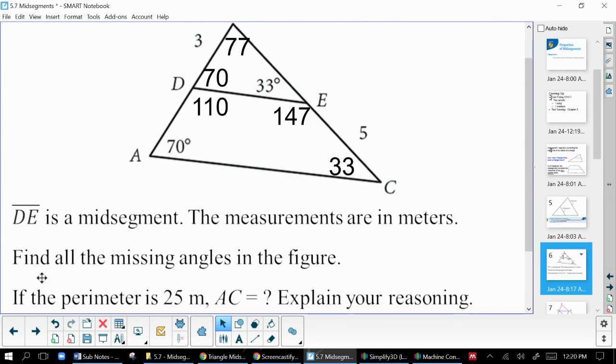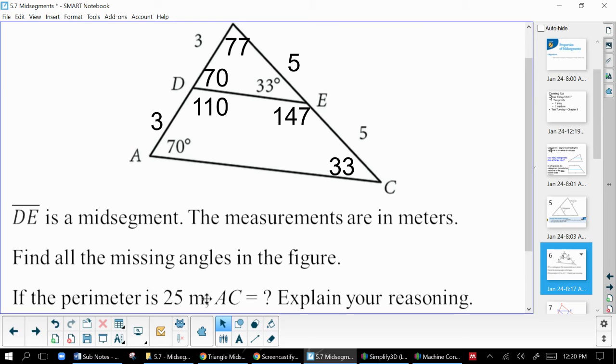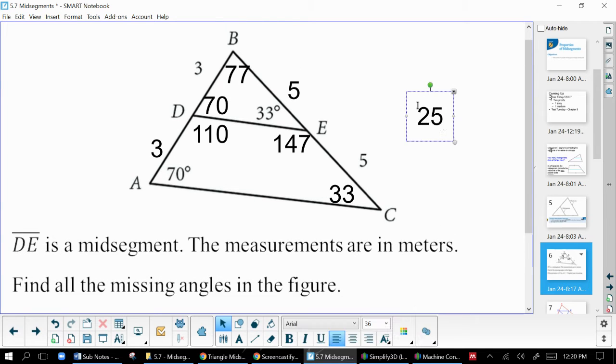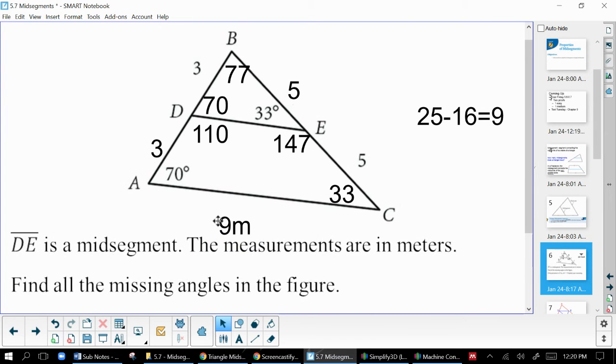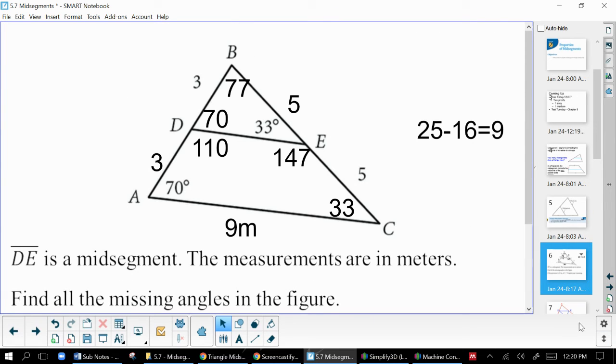Then it says the perimeter is 25 meters, and we're supposed to find AC. Well, the big thing here is because this is a midsegment, if this is 3, so is this. And if this is 5, so is this. So for the sides that I know, this side is 10, this side is 6, so I know 16 total, and it's supposed to add up to 25. Well, I can just take 25 minus 16, and I get 9. So AC has to be 9 meters long. So you'll see questions like that.